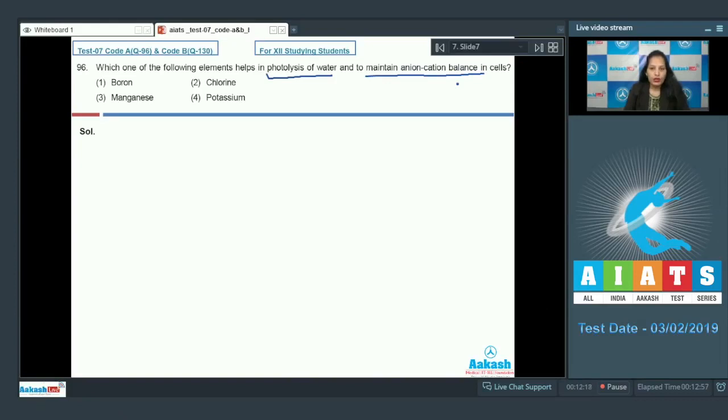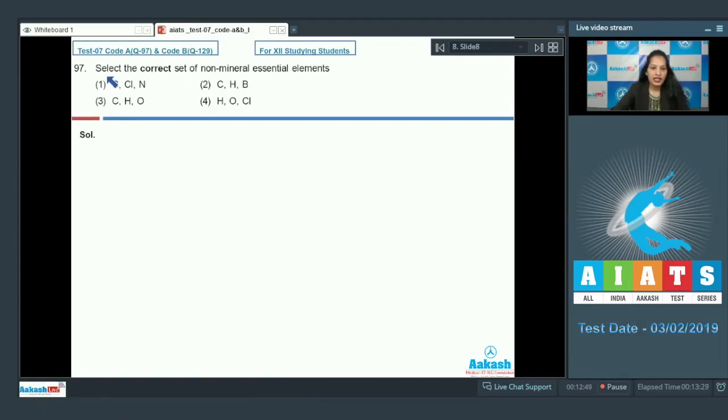So, during photolysis of water, manganese and chlorine both are required, but potassium and boron are not required. So, these options are ruled out. Now, to maintain anion-cation balance too, only chlorine can maintain anion-cation balance, not the manganese. Hence, this option is also ruled out. So, the correct option for the given question is option number 2. Let's move on to the next question.